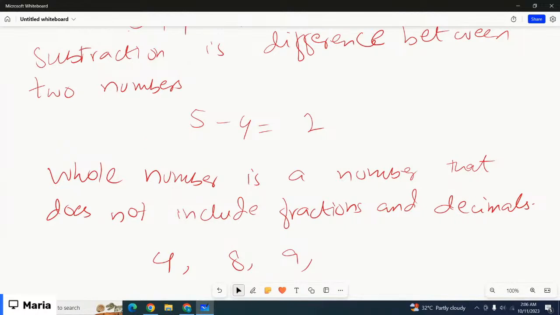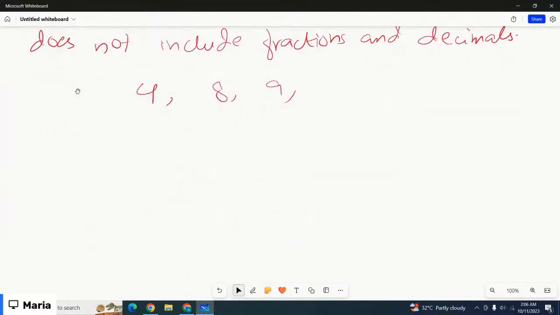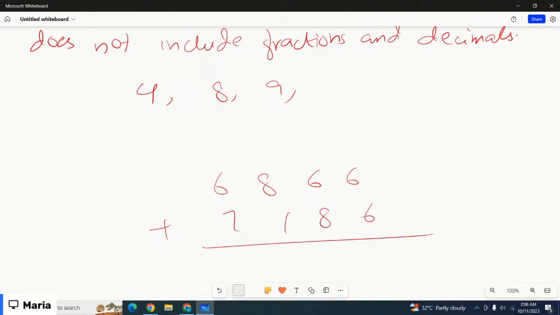So we're going to learn how to add whole numbers. Adding whole numbers, you already know how to add. For example, you have to add a 4-digit whole number. The example is 6866 plus 7186. So how do you add?